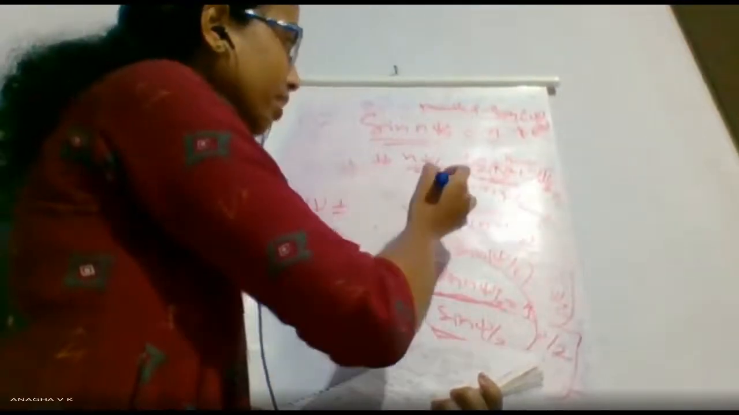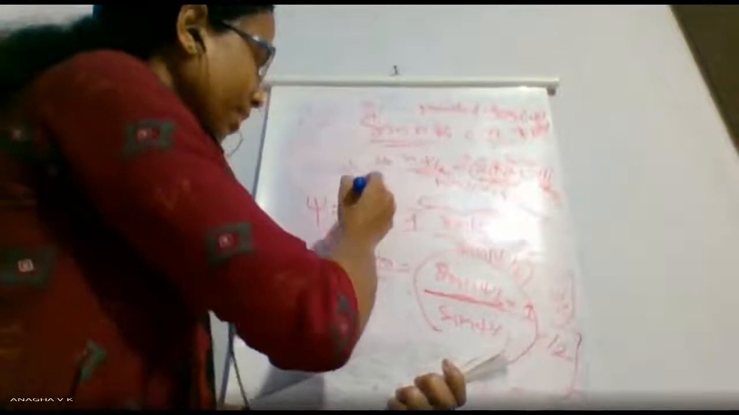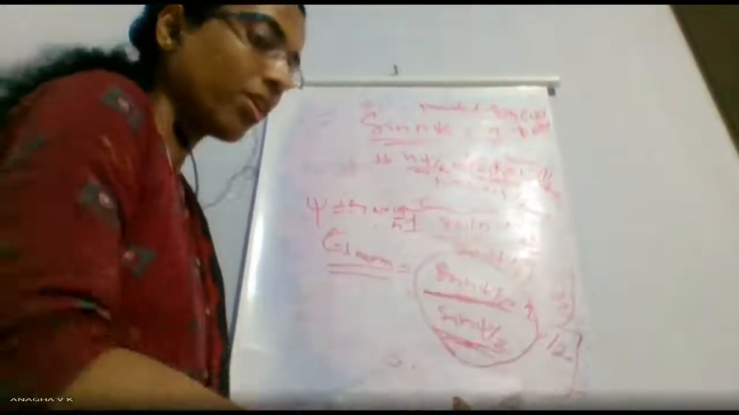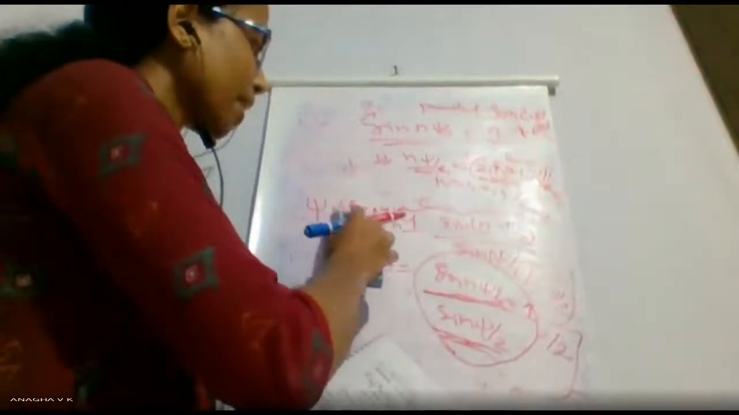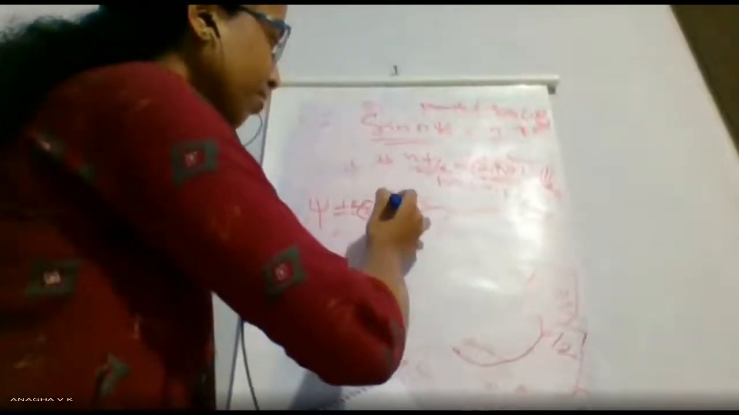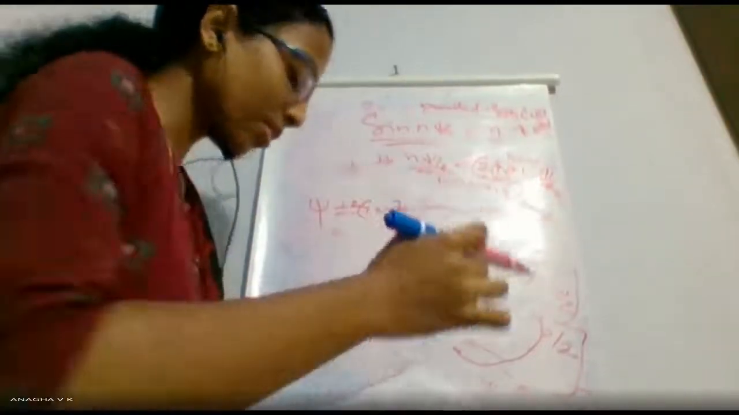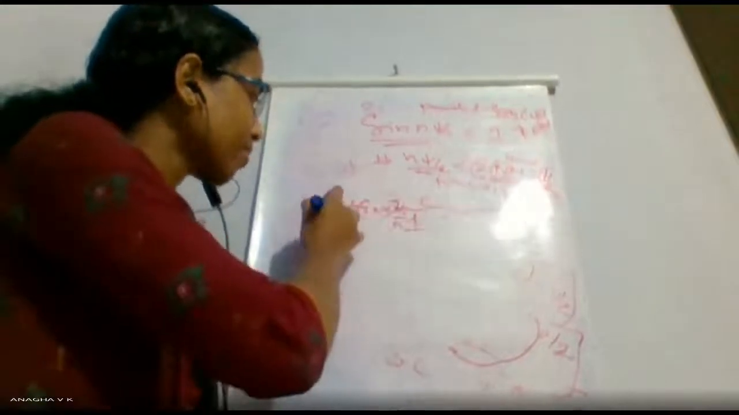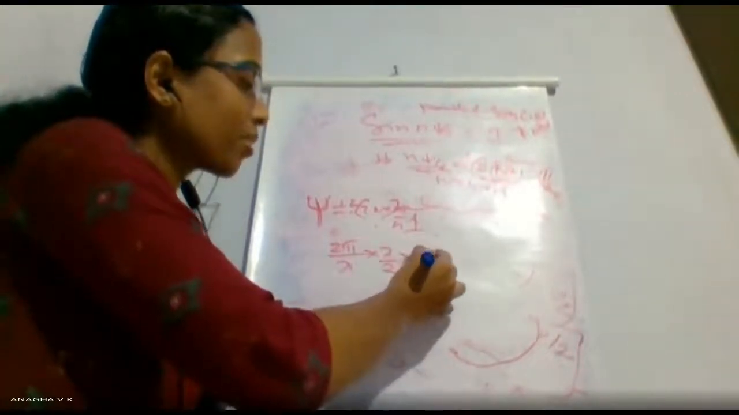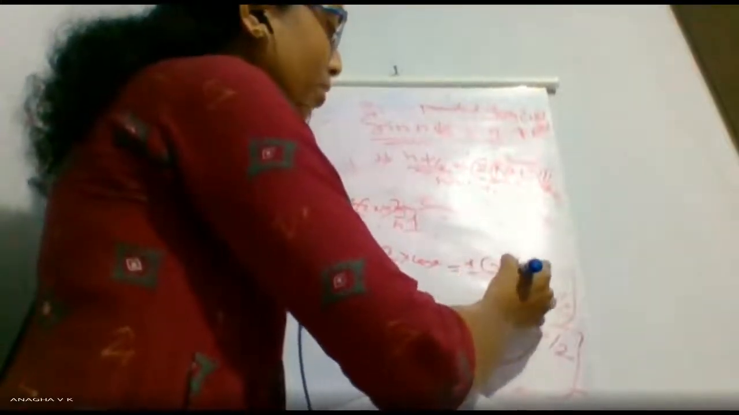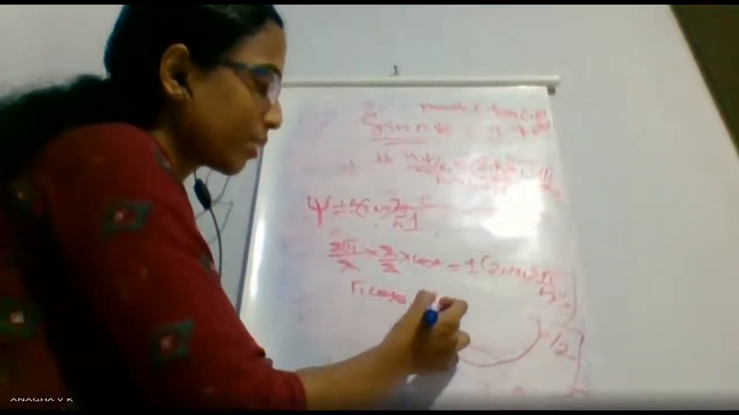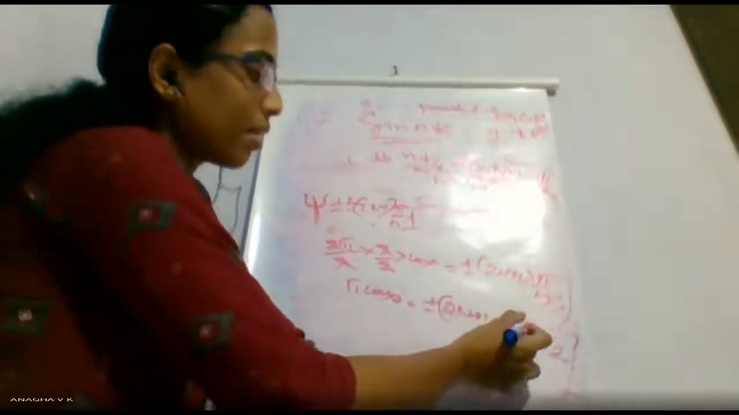So psi is equal to, the 2 gets cancelled, plus or minus (2n plus 1) pi by N. Now psi is beta d cos theta, where beta is 2 pi by lambda and d is assumed as lambda by 2. So beta d cos theta equals plus or minus (2n plus 1) pi by N. Lambda gets cancelled, giving pi cos theta equal to plus or minus (2n plus 1) pi by N.